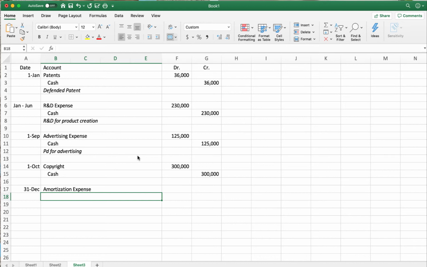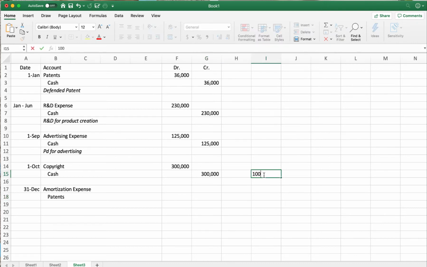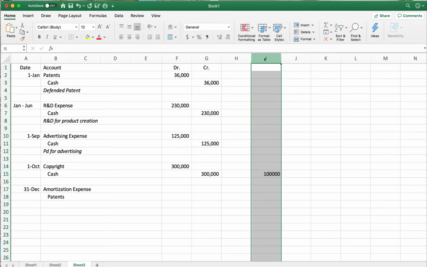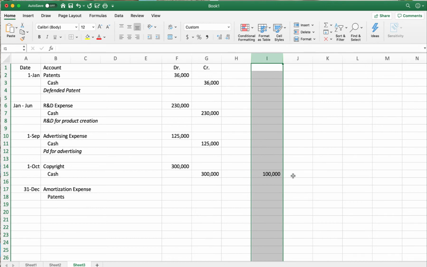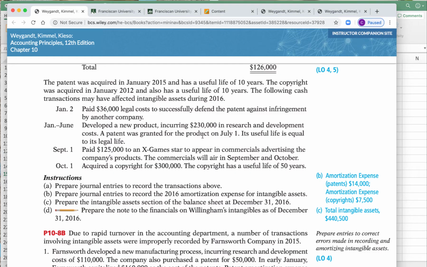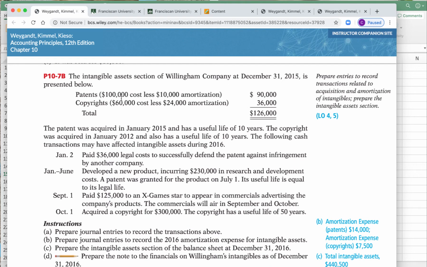So first, we're going to book amortization for patents, okay? So I'm going to debit amortization expense, and I'm going to credit patent, okay? We need to calculate the amount. Well, we started with a patent of $100,000. This is the patent that we have, $100,000. That's the original cost.